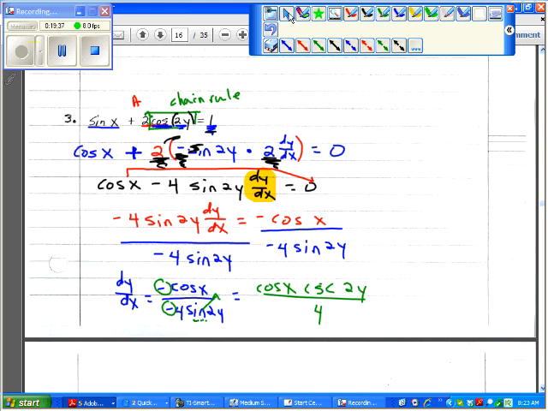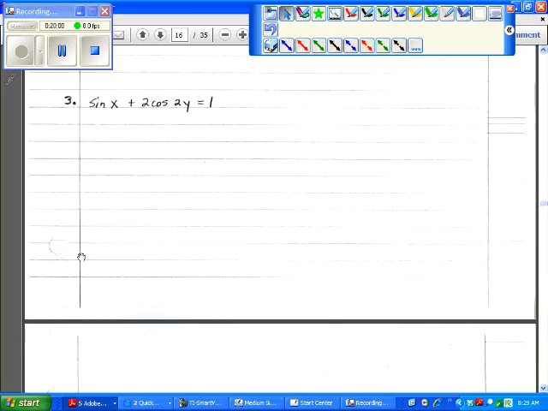Any questions on number 3? So we dealt with the derivative of sine and cosine, and we dealt with the chain rule with that cosine of 2y. We also dealt with that constant 2 rule, and we just pulled it off, found the derivative, and then multiplied. Okay. Any questions on number 3? All right.